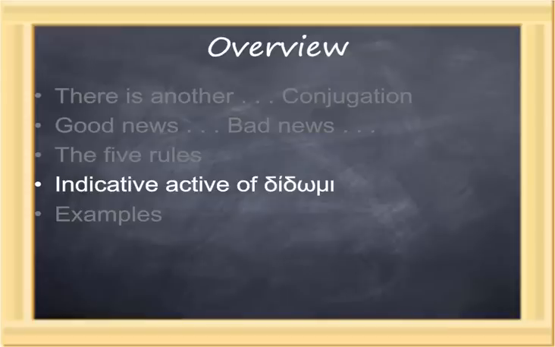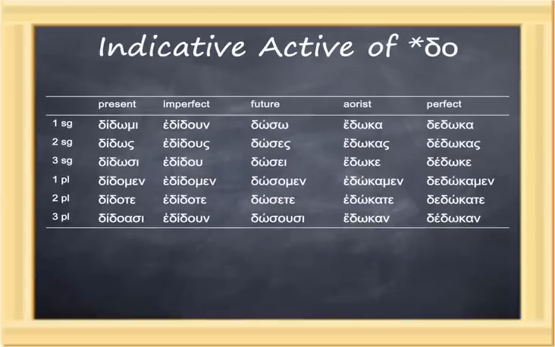Let's look at the indicative active, then, of the verb that is the focus of our instruction, didomi. Some items of note in this chart. Notice how both the present and the imperfect have did throughout, clearly built on a present stem. The future and the aorist just have do. In this case, the stem vowel is lengthened to omega, but they do not have iota or epsilon reduplication. Therefore, they can't be present, imperfect, or perfect. The one with the augment is aorist. The one with the sigma is future.